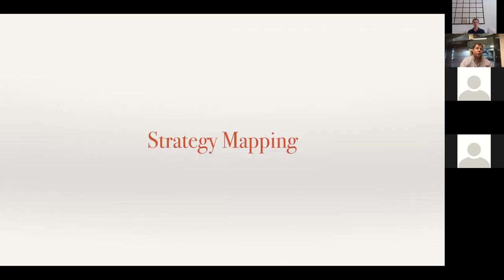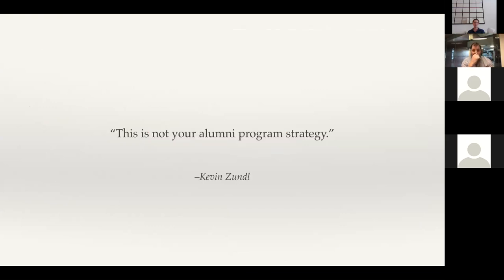So now, getting into strategy mapping. Strategy mapping is pretty simple, actually. It's just taking those four perspectives and then plotting out those objectives. What I'm about to show you, I'm not saying this is going to be yours. This is just an example of one. These are objectives that I put quickly together.